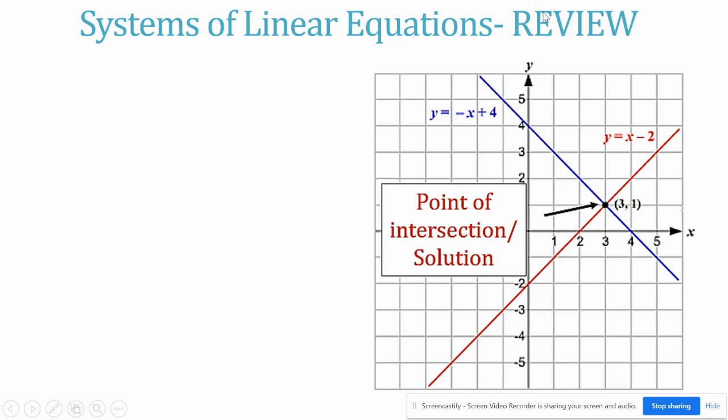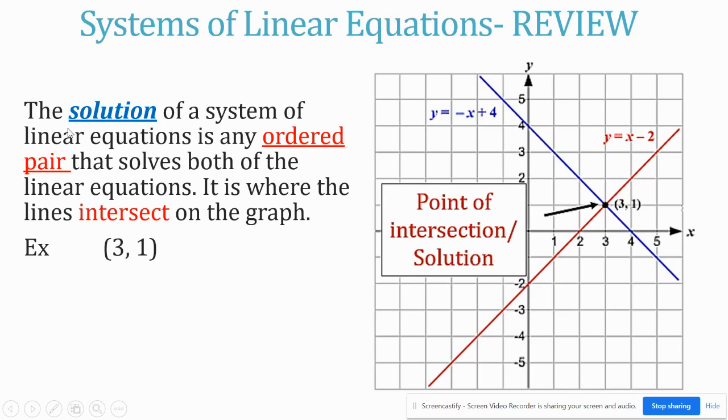Okay, so just to review, systems of linear equations. The solution of a system of linear equations is an ordered pair that solves both of the linear equations. It is where the lines intersect on the graph. So here we have this blue line, and here we have this red line, and where they intersect right here at the point (3, 1), that's the point of intersection, also called the solution.